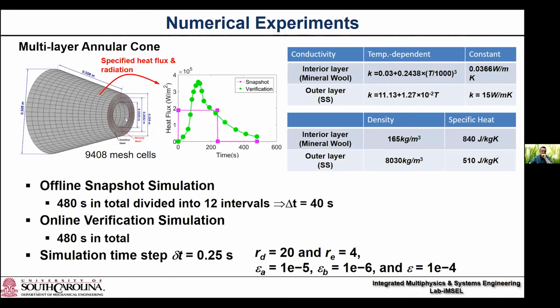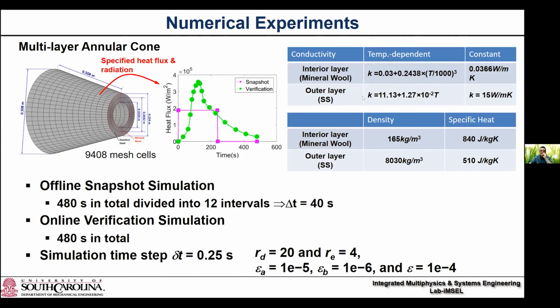All right. So the first case study is a multi-layer annular cone. Basically, you can see that 3/4 of these lateral walls are given a time-dependent heat flux. This purple one represents the input condition for the snapshot simulation, and the green one represents the real heat flux at the lateral walls. The other boundary conditions are insulated.